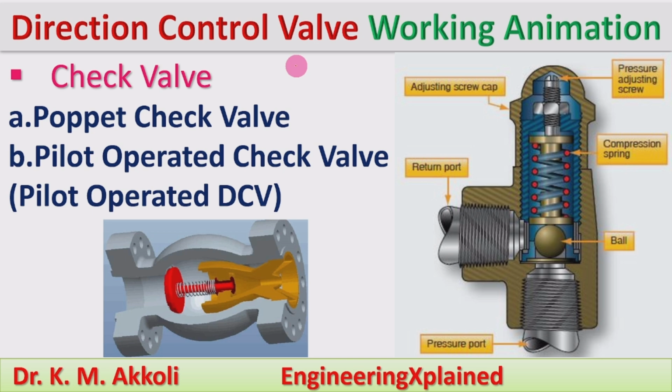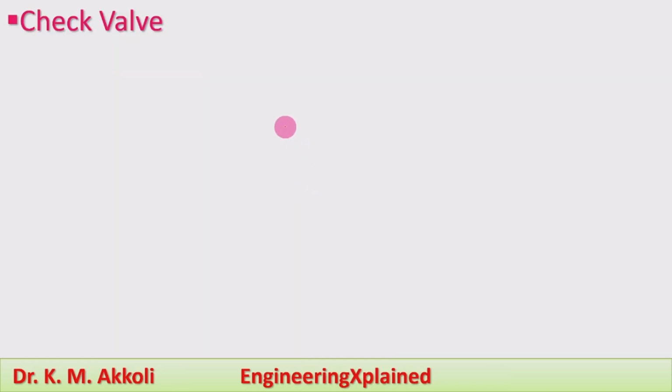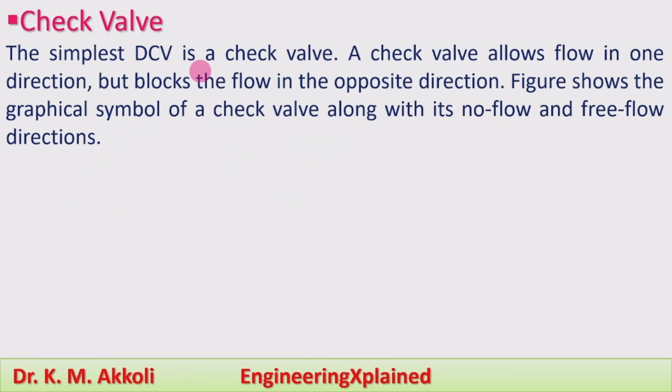In the direction control valve, the first type of valve I'm going to take is the check valve. There are two types of check valve, the poppet check valve and the pilot operated check valve, which is also called a pilot operated direction control valve. Firstly, I'll take the check valve. The simplest direction control valve is a check valve. A check valve allows flow in one direction but blocks the flow in the opposite direction.